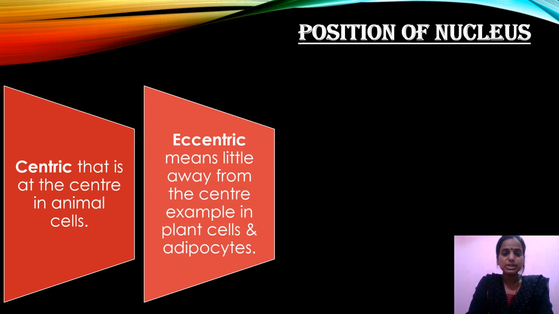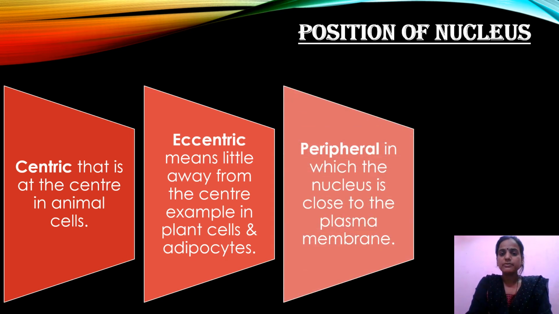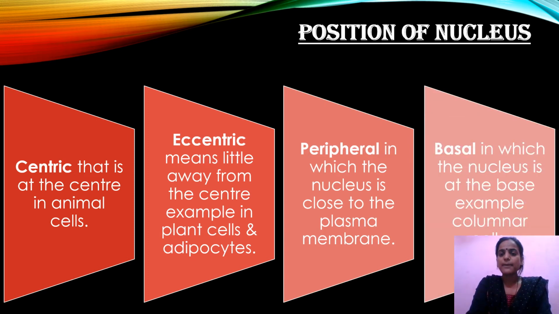Next is eccentric. It means the nucleus is a little away from the center. The best examples of an eccentric nucleus are in plant cells and in adipocytes. Next we have peripheral, in which the nucleus is close to the plasma membrane, that is, towards the plasma membrane. Next we have basal, in which the nucleus is at the base, and the best example is columnar cells, in which the nucleus is completely at the base of the cells.